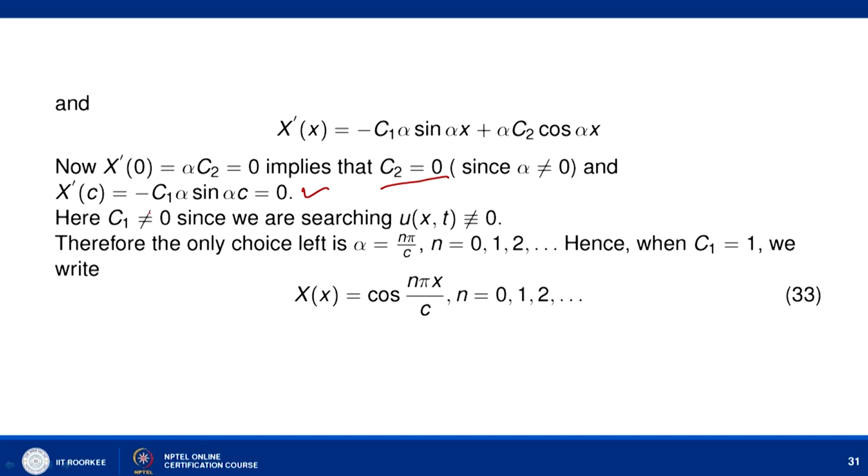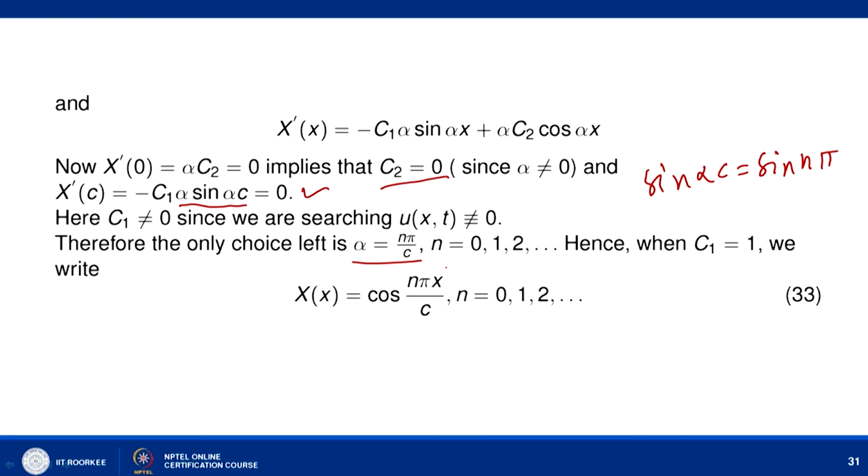So what we try to do here is show that alpha sin alpha c has to be 0. We want c1 non-zero, since we are searching for a non-trivial solution of the problem. Therefore the only choice left is that alpha has to be n pi by c. So here we assume that sin of alpha c equal to sin of n pi. It means that alpha c equal to n pi, where n is running from 0, 1, 2. In fact n comes from integer values.